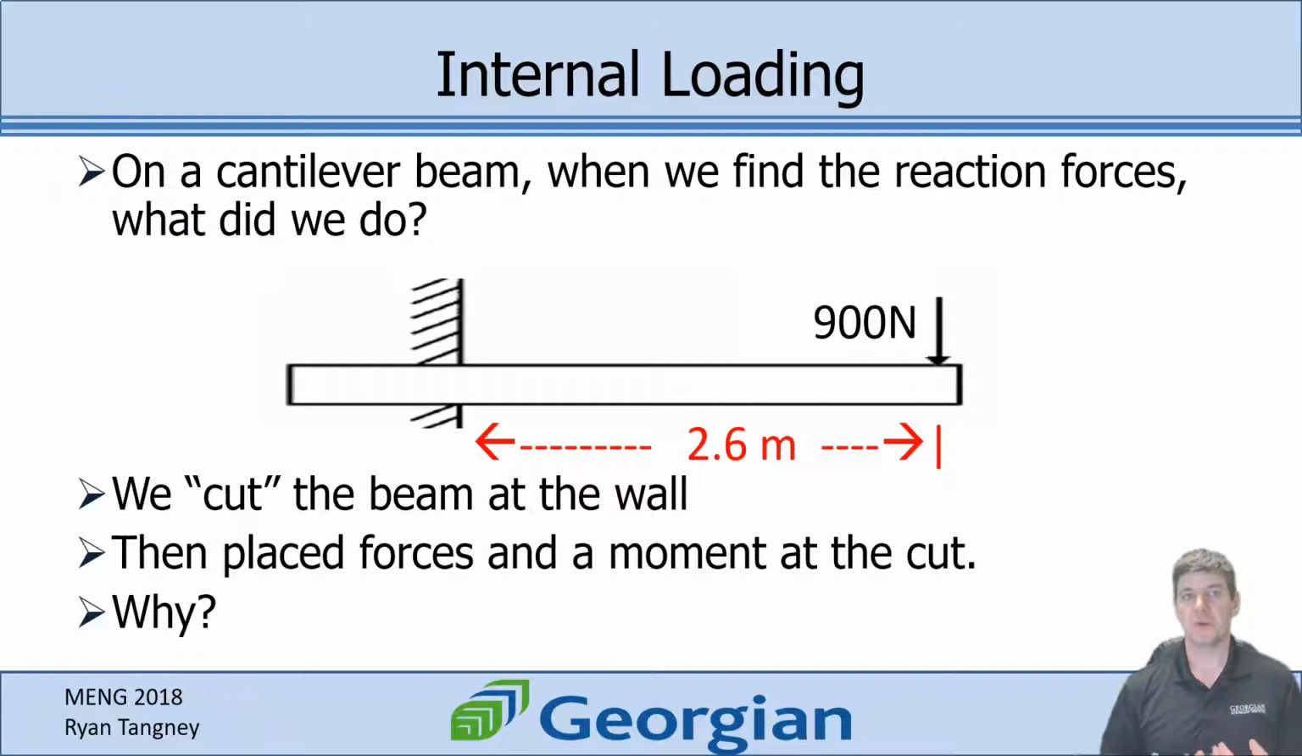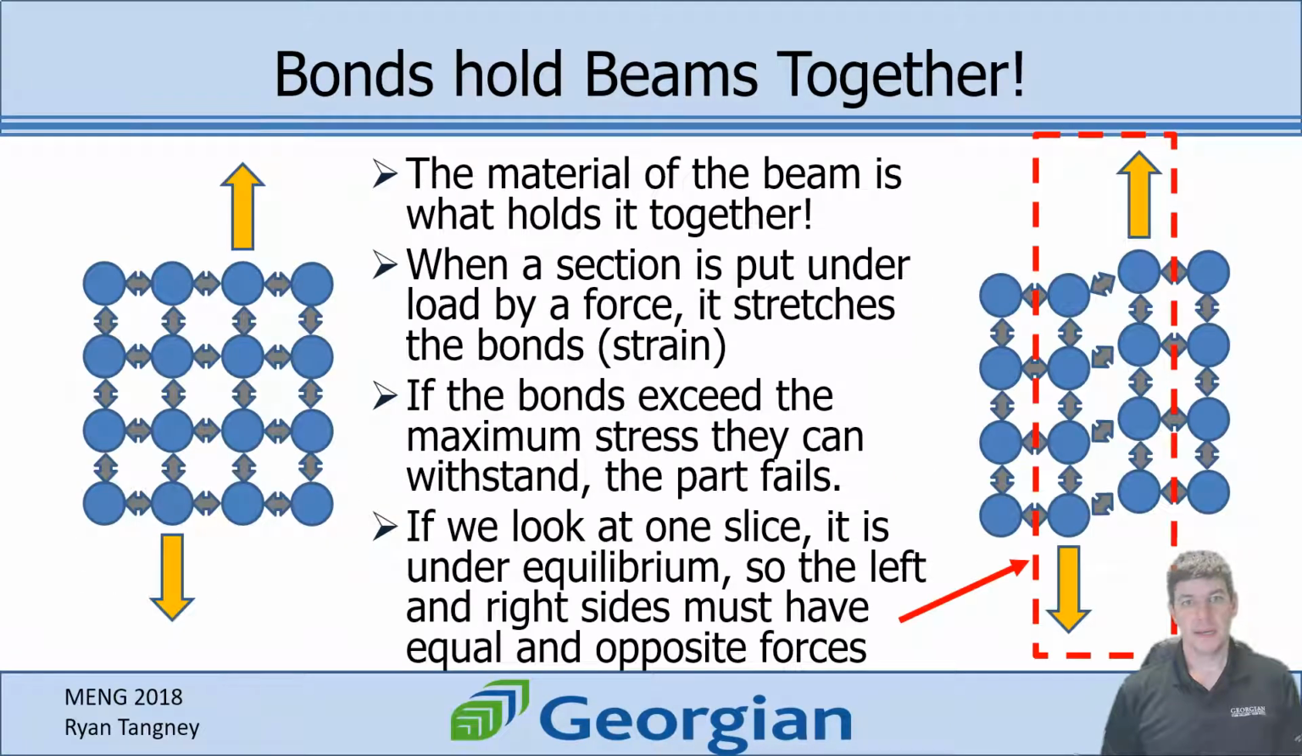But that wasn't really what the wall was doing. All it was doing was what was happening on the end of the beam that meant that it was kept in equilibrium. And actually what was happening was it wasn't the wall, it was the different sections of the beam. So the left-hand side of the beam that remained in the wall was holding up the right-hand section of the beam that was extended away from the wall. And it's the material of the beam that holds it all together, so those bonds and those atoms.